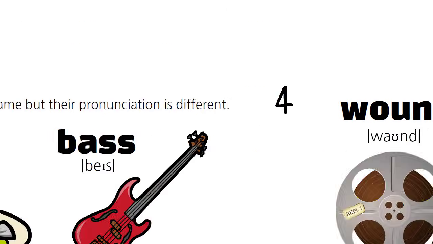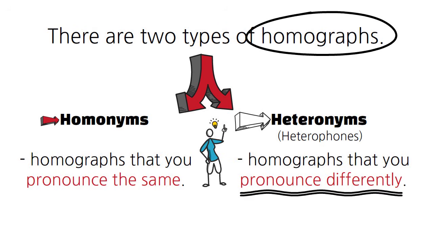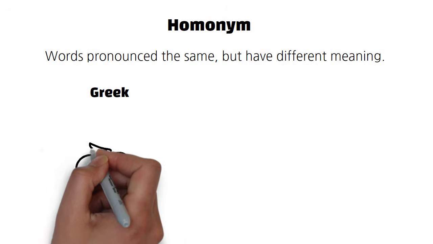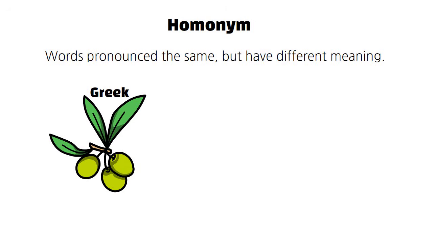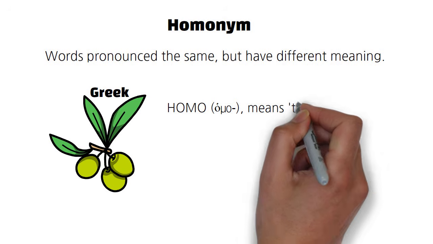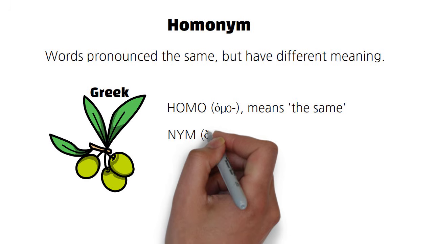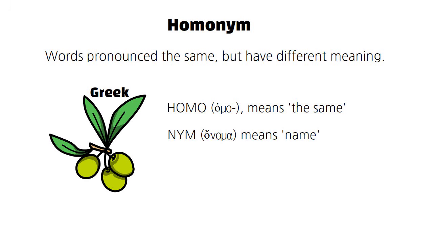Okay, let's now move on to the homographs that are pronounced the same, called homonyms. The word homonym also comes from Greek. As we have learned already, homo means the same. Nym means name. Together, it is the same name. Let's now look at some examples.